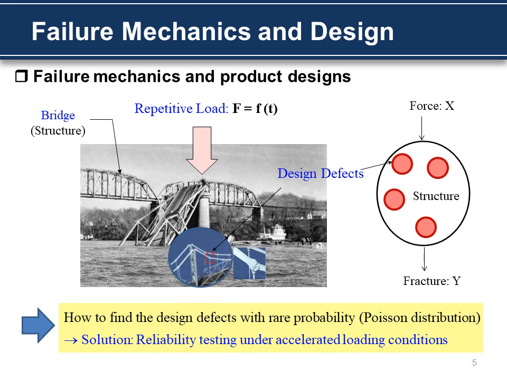This slide shows the failure mechanism in the product design. If repetitive load is applied to the product structure and there is a design defect, the structure will collapse within its lifetime. To prevent it, design faults must be found before launching the product. The issue is how to find them. The solution is reliability testing under accelerated loading conditions.